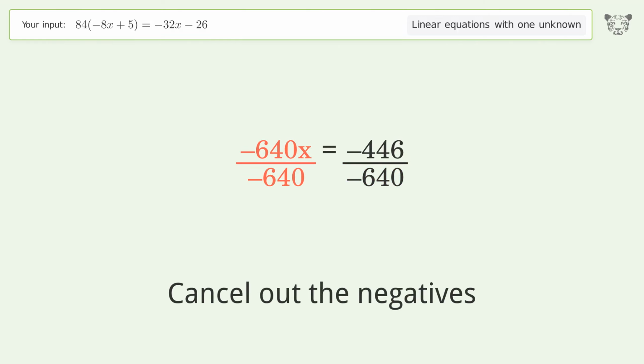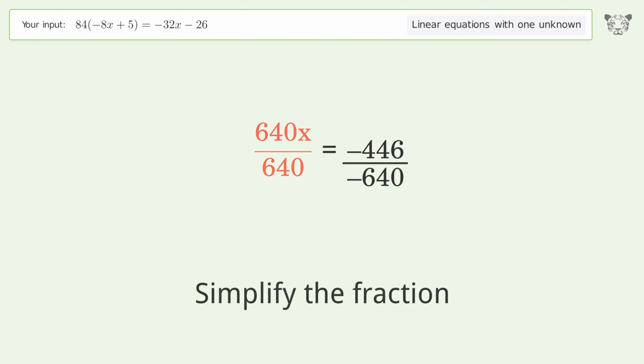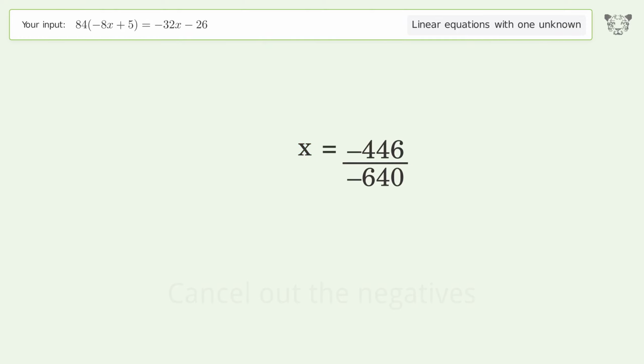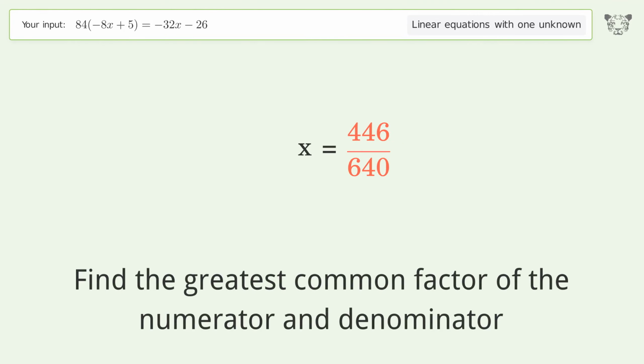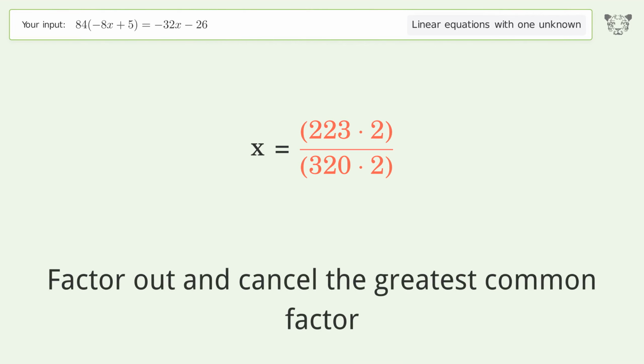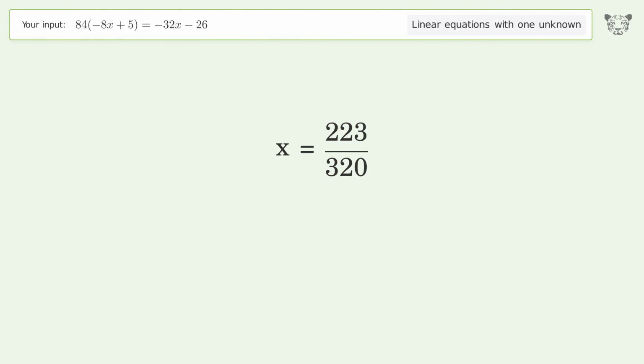Cancel out the negatives. Simplify the fraction. Cancel out the negatives. Find the greatest common factor of the numerator and denominator. Factor out and cancel the greatest common factor. And so the final result is x equals 223 over 320.